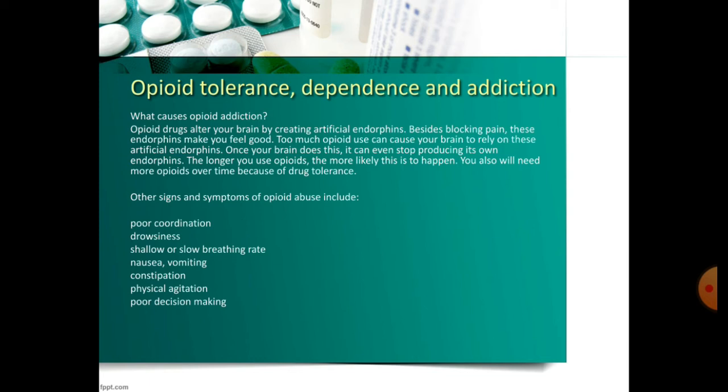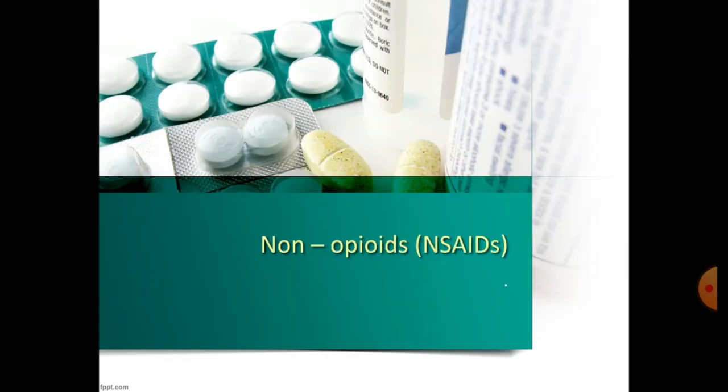Other signs and symptoms of opioid abuse include poor coordination, drowsiness, shallow or slow breathing rate, nausea, vomiting, constipation, physical agitation, and poor decision making. So we will be talking about non-opioids now.